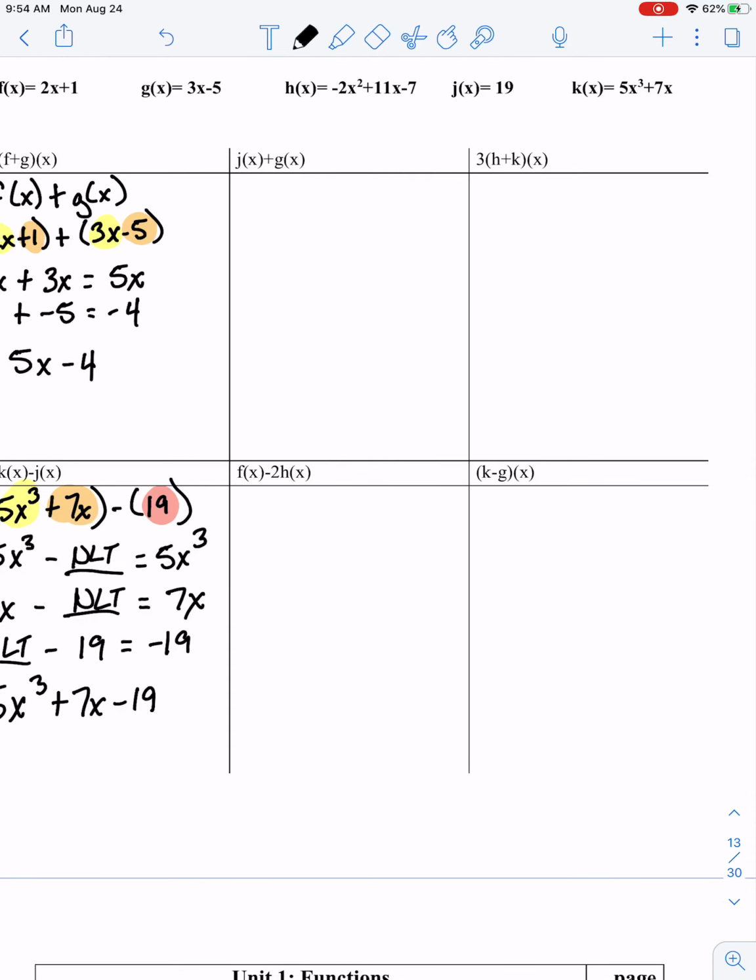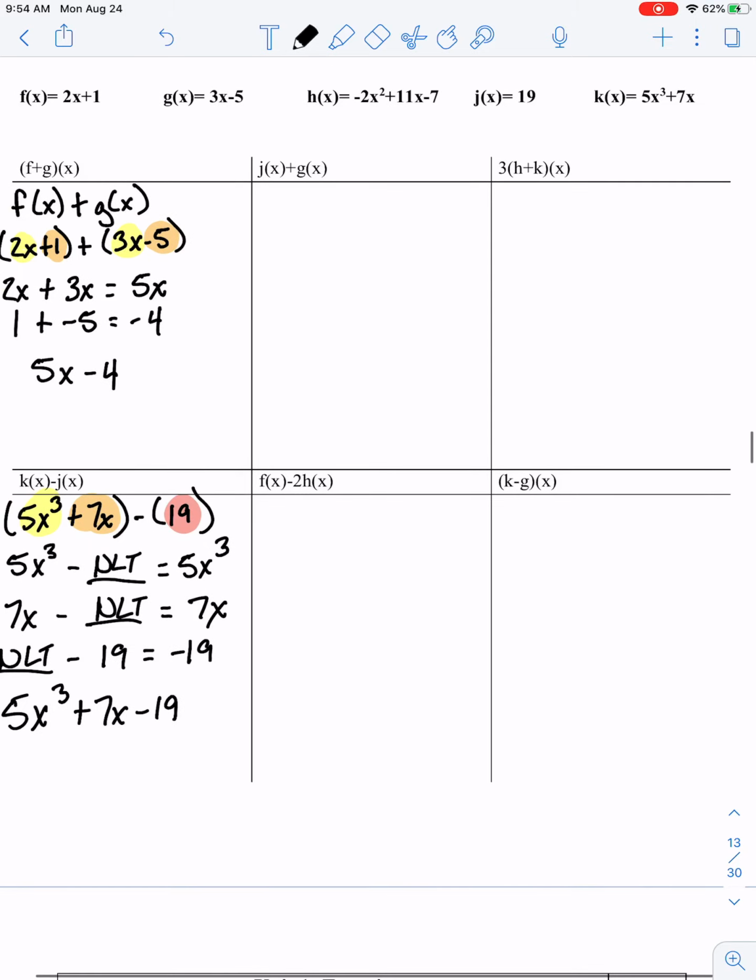I'll then do f of x minus 2h of x for you. So this time, I want to substitute f of x back in. So 2x plus 1 minus 2 times whatever h of x is. So negative 2x squared plus 11x minus 7. Now, you don't want to forget PEMDAS, or order of operations, from previous math classes. So even though I'm subtracting these two functions, this 2 is being multiplied, so it's going to take priority.